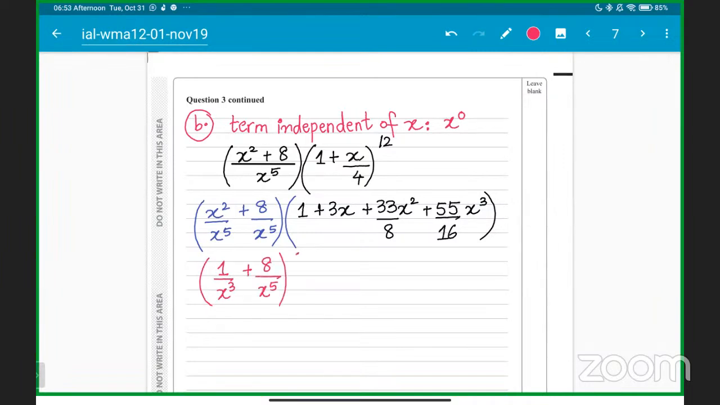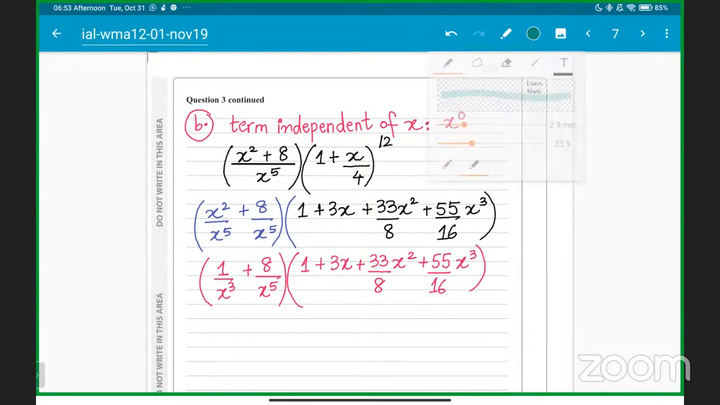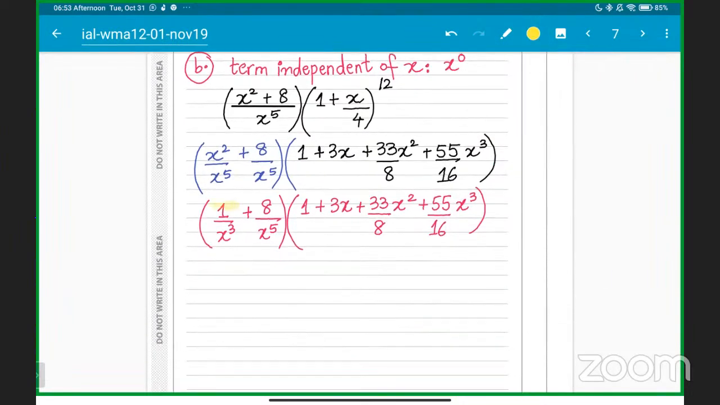We need to multiply x with those numbers which will cancel out the x, and it will give us the coefficient. Students need to understand the most important part: 1 over x cube will be multiplied by 55 over 16 x cube, which will finish off the x cube. Are you following with me? Any question, anyone?